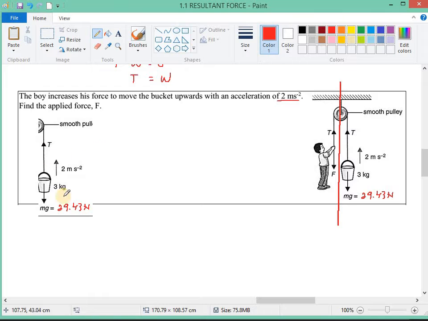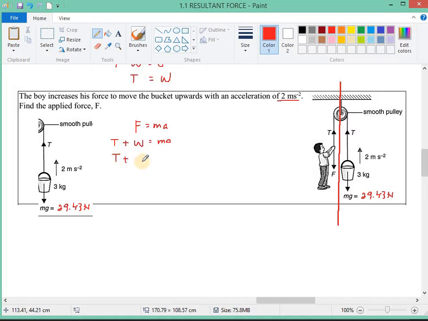So if you just look at this part, the bucket, you see here there are two forces, the tension upward and the weight downward. So the resultant force, the combined force, gives this 3 kilogram mass acceleration upward. Okay, so F equals ma. This is the resultant force of these two. So tension plus the weight equals mass times acceleration.